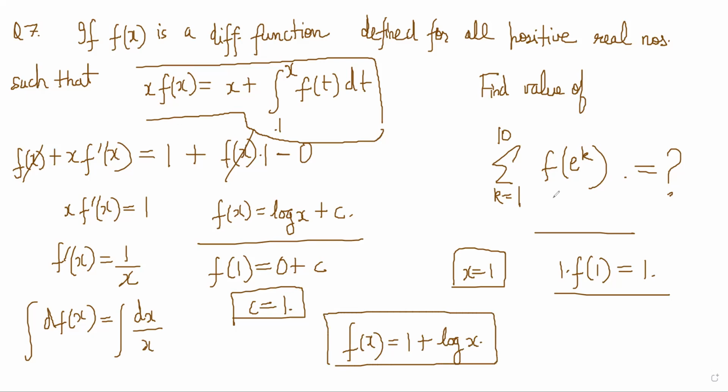And then it is very simple to find this, because f of e power 1, for example, will be 1 plus 1, so 2. And f of e power 2 will be 1 plus 2, so 3, right? And so you just have to add 2 plus 3 plus so on, up to 11.